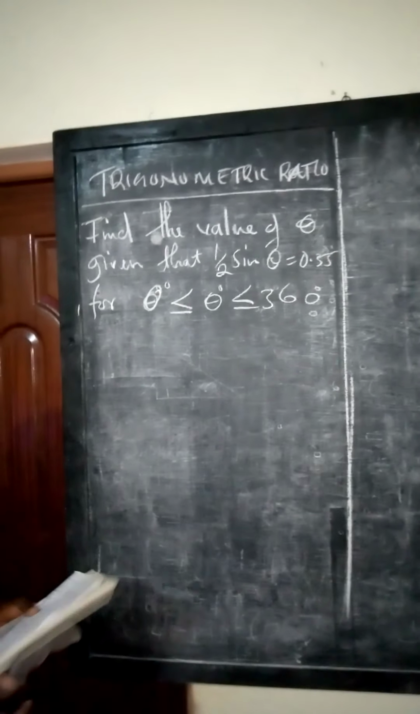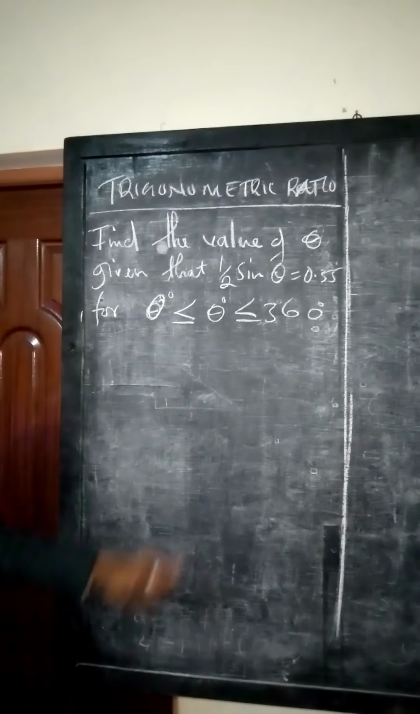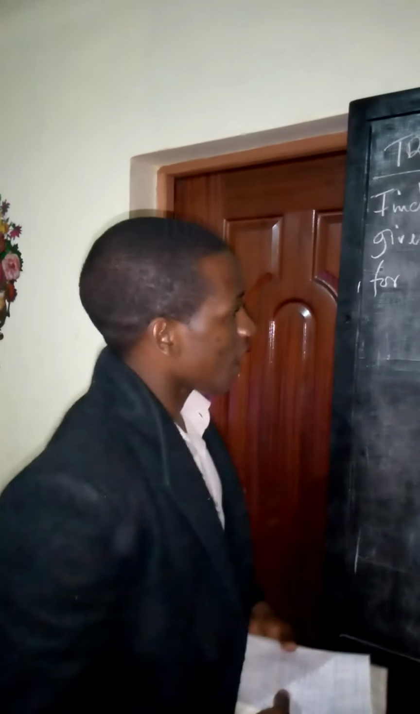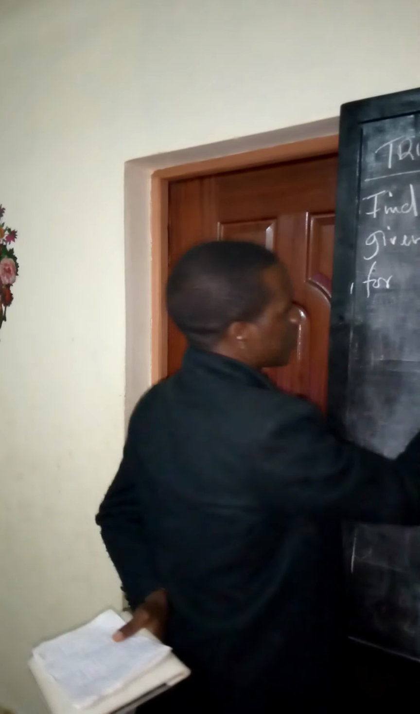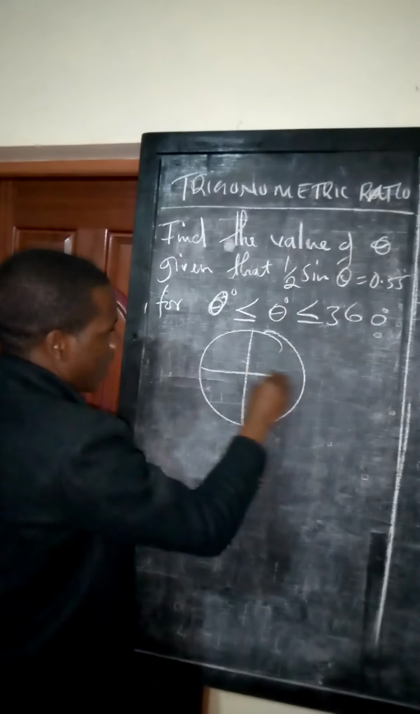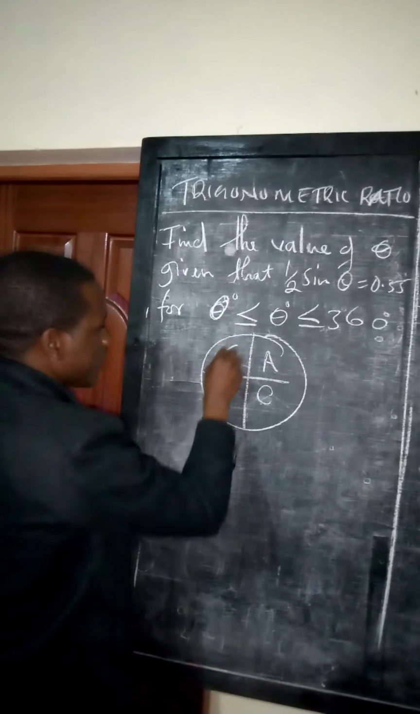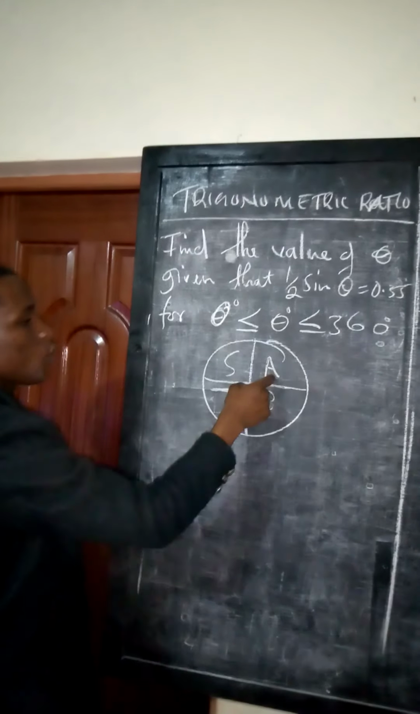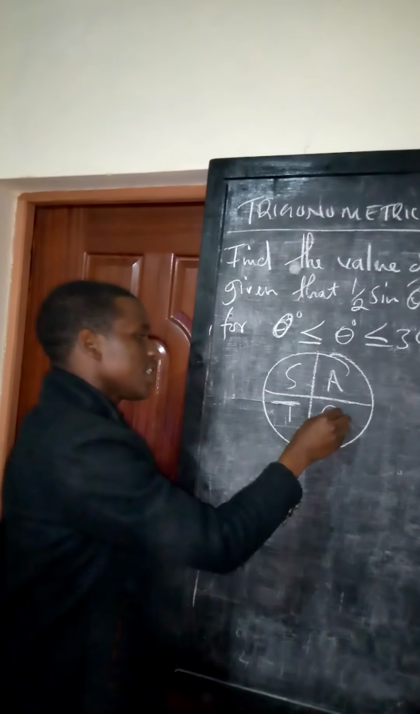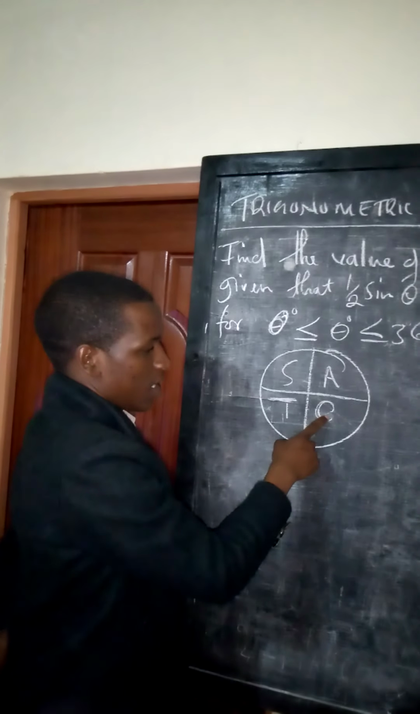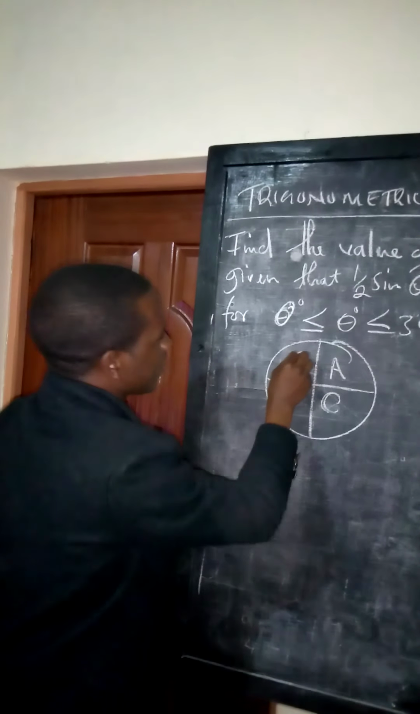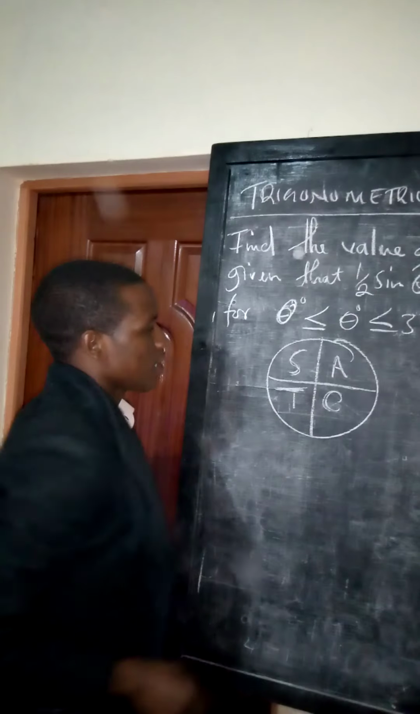This one we need to use another aspect of trigonometric ratio, that is the unit circle. I know most of us, as we were doing the coursework, we came across that tool. We used to call it ASTC, whereby at this quadrant all angles are positive, but at this quadrant only cosine is positive, at this quadrant only tangent is positive, and at this quadrant only sine is positive.